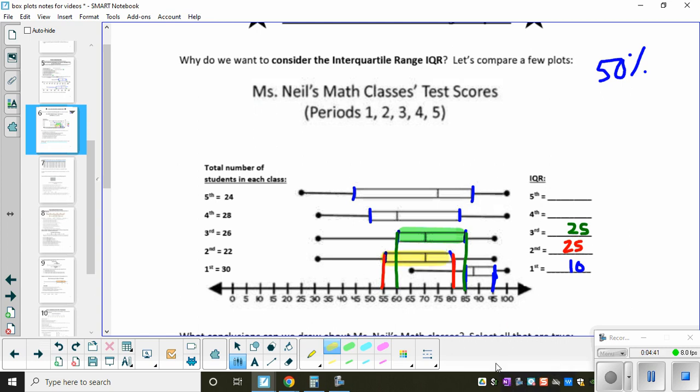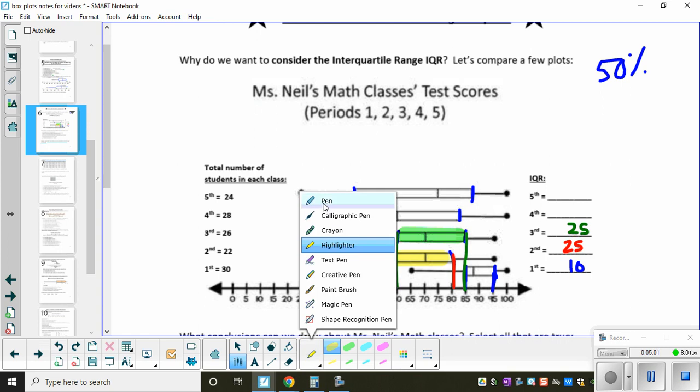So again, we're just looking at this box in the interquartile range. And again, we care about it because we're looking at half the data. And if a teacher is looking at this, the way that the classes did and comparing, looking at about half the class is definitely a good way of looking at the data.